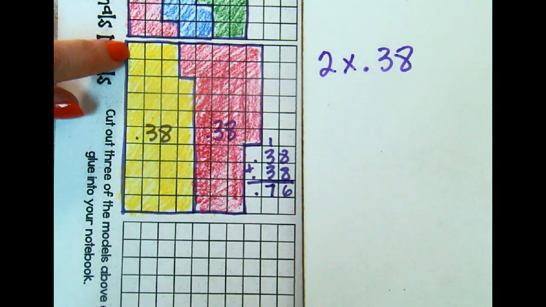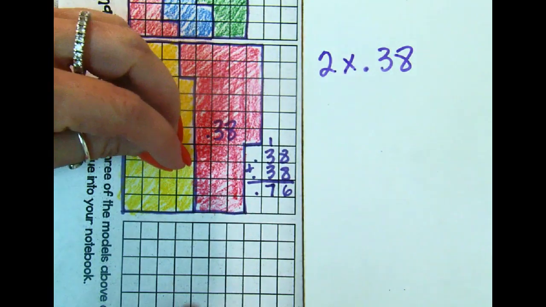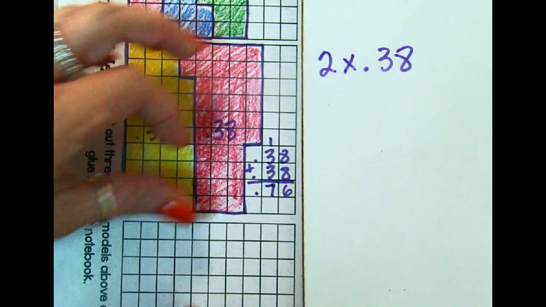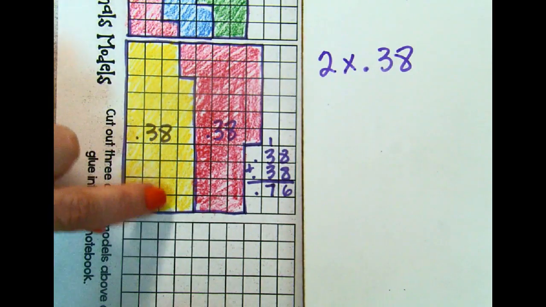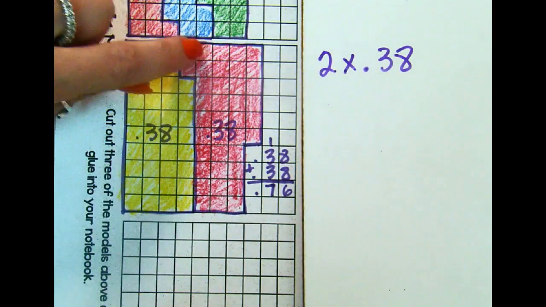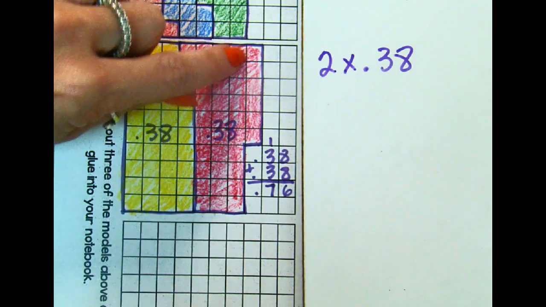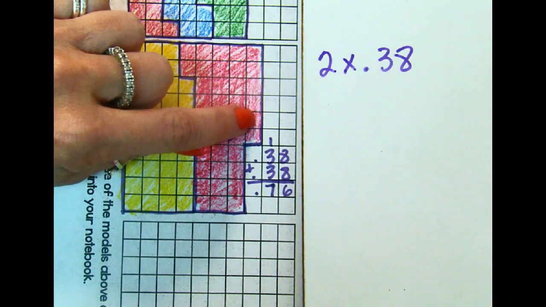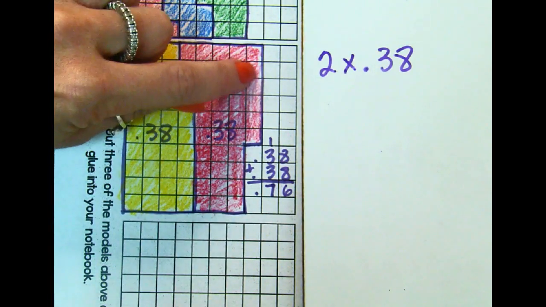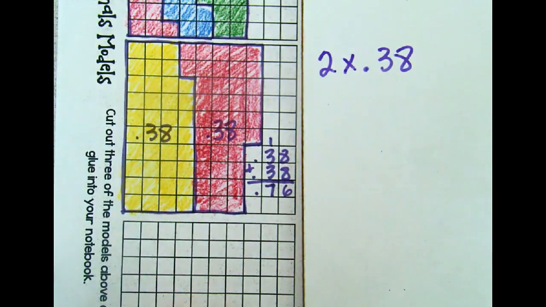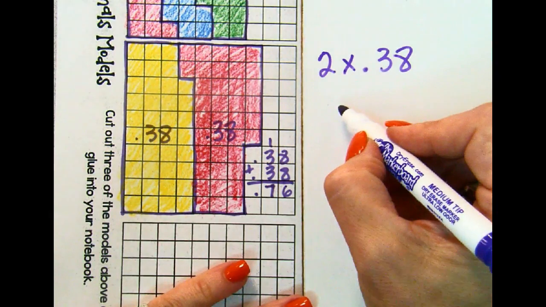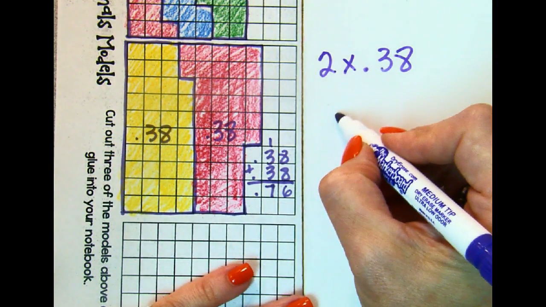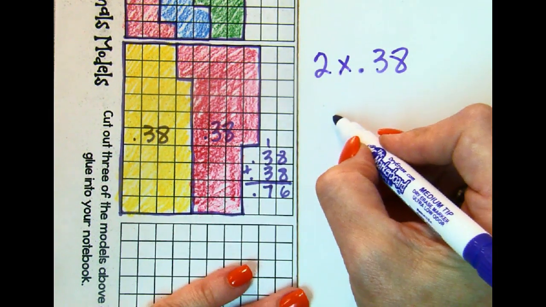Well, let's just count. Since we colored and we made sure to group all of the sections together, we can just count by tens. 10, 20, 30, 40, 50, 60, 70, 71, 72, 73, 74, 75, 76. So our model also shows us that we have 76 hundredths. But now we're going to look at the standard algorithm. So that's just the regular old traditional way to multiply.